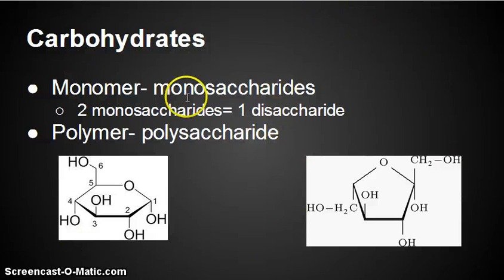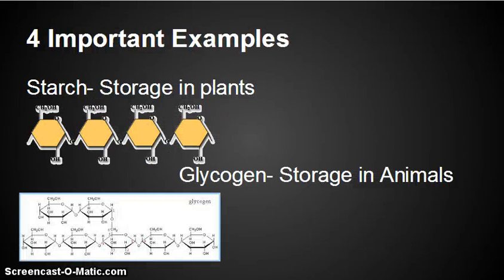So you've probably ingested a lot of these two. The two of these together make sucrose, which is actually table sugar. So let's look at four important examples of our carbohydrates. Starch is used for storage in plants, and this is an example of our starch.